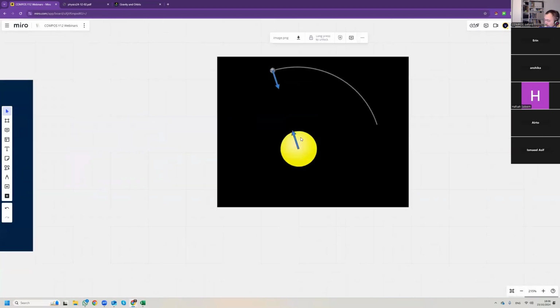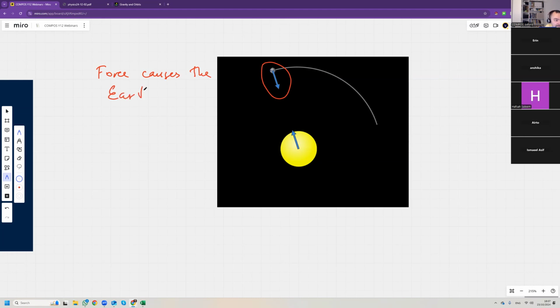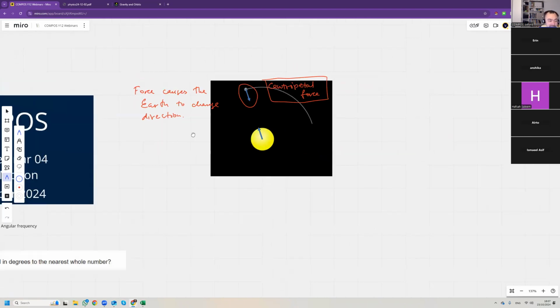Circular motion is motion in a circle, and this force causes the Earth to change direction. Because if there was no force, it would be moving in a straight line. Good. This force has a special name. It is called centripetal force. Now, centripetal is not a new type of force. It is the resultant of the other forces. But we'll get to that in a minute.